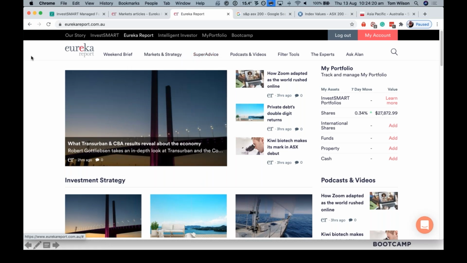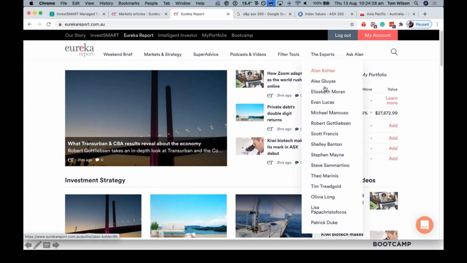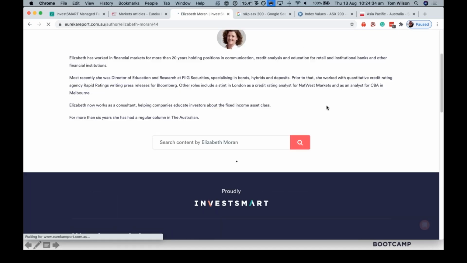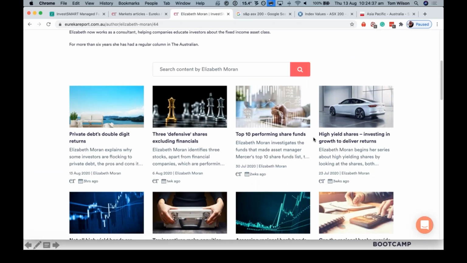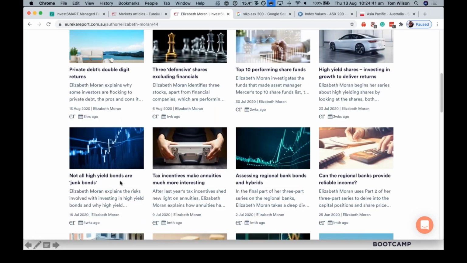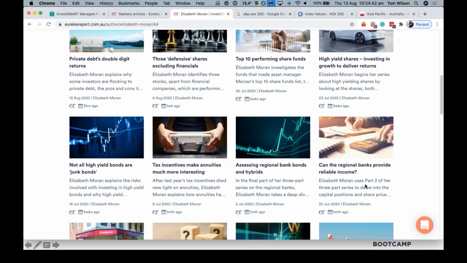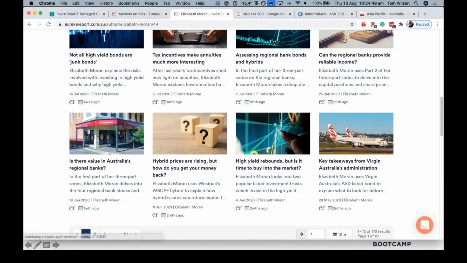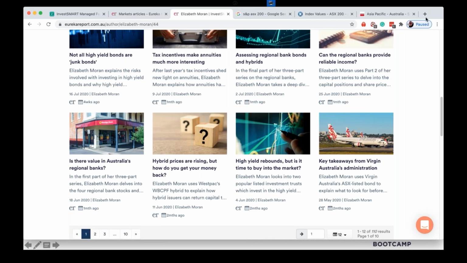We don't offer any kind of investment bonds ourselves. I know that Elizabeth Moran does talk about investment bonds. So what I would probably do is refer you to the experts, Elizabeth Moran, where you can see all her articles here. And she talks a lot about different kinds of bonds or other investments as well. But the long and short is that InvestSMART themselves don't offer any kind of investment bonds or any specific vehicle that's trying to save you tax on the returns itself.